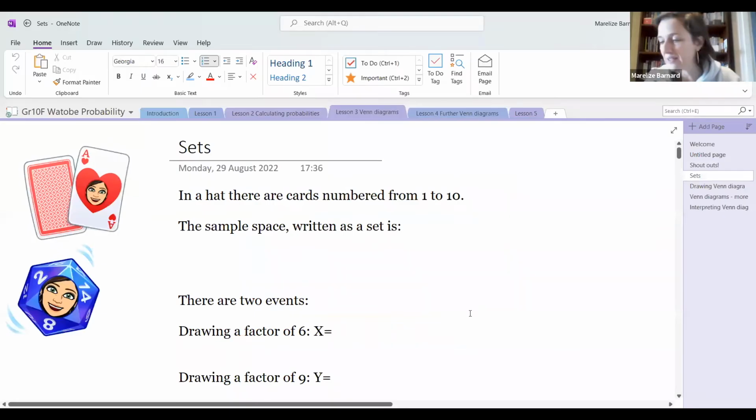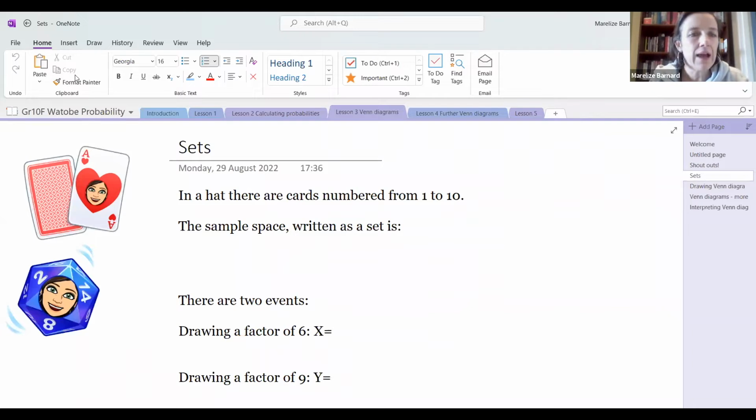So let's start with this, okay? And for now, we are just going to talk a bit about sets. So sets is just basically groupings of things together, okay? But we do need to know a little bit about sets as we start with Venn diagrams. But as we go, you'll see that you actually know sets already because it's just groupings of things.